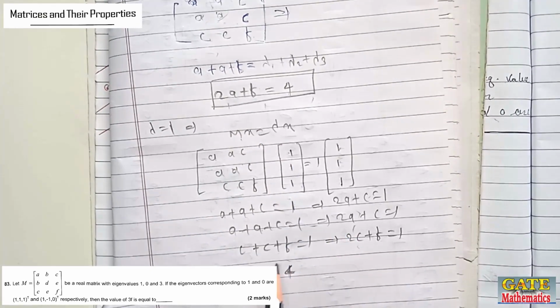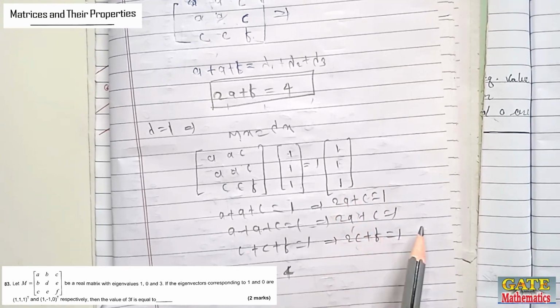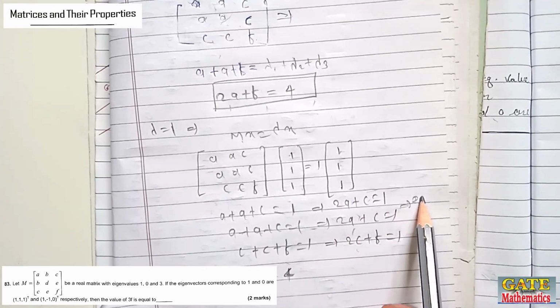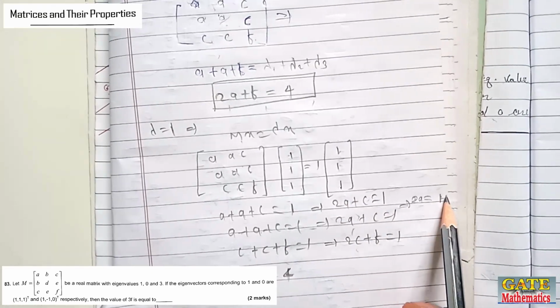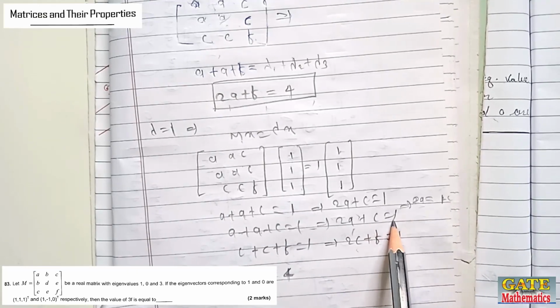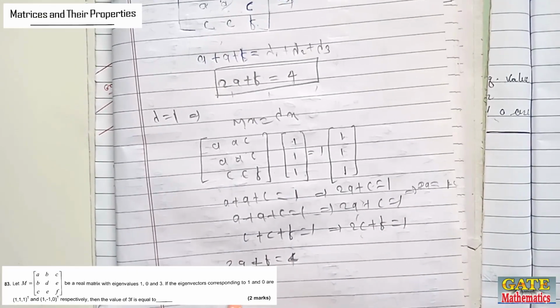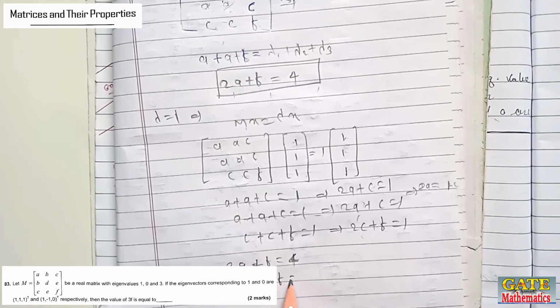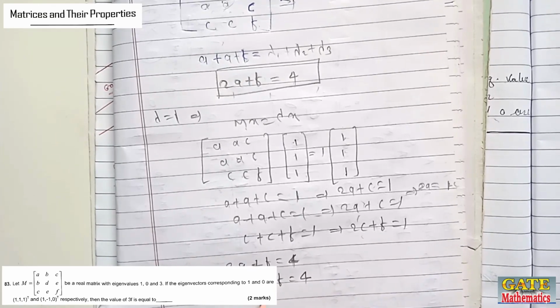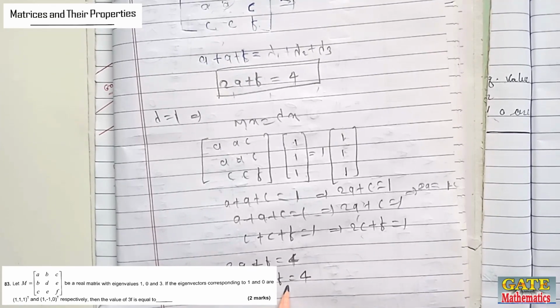Now apply the value for 2a by using this. So how can we write 2a here? 2a is equal to 1 minus c. So take c here, we'll get 1 minus c. So 1 minus c plus f, which is equal to 4.